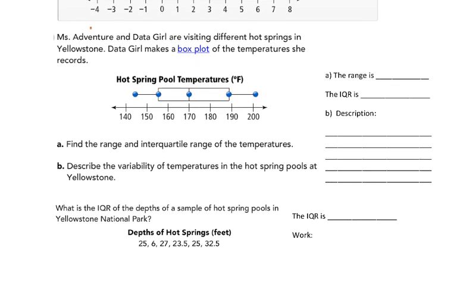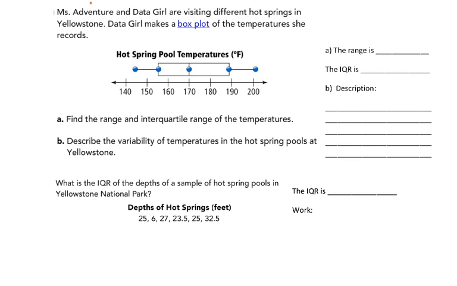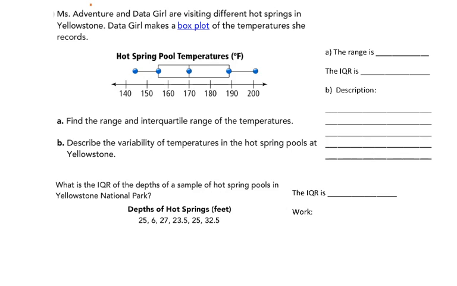We have a box plot for Miss Adventure and Data Girl, and we're visiting different hot springs in Yellowstone, and they make a box plot of the temperatures that she recorded. So we're supposed to find the range and the interquartile range of the temperatures using the box plot, and then describe the variability of the temperatures in the hot spring pools at Yellowstone. So let's take a look here.